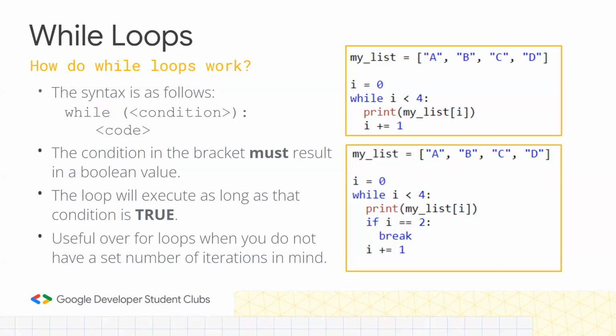The loop will execute as long as this condition over here is true, and it is more useful than for loops when you do not have a set number of iterations in mind. You do not know exactly how many times you want the loop to execute. So let's look at some code here. You've got the same list. We set a variable I equal to 0.